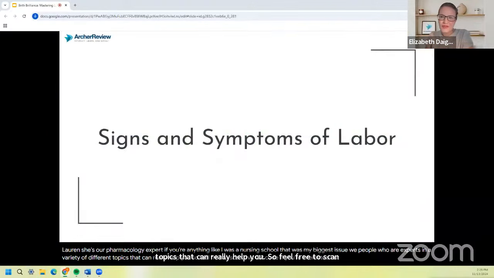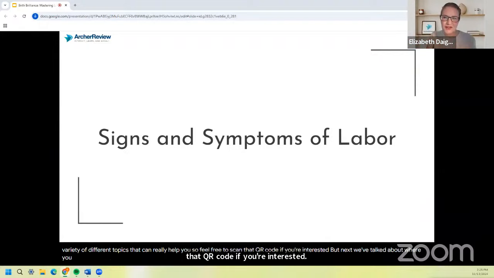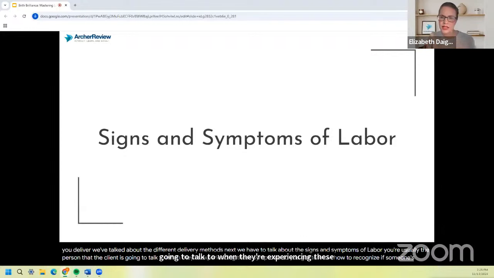But next, we've talked about where you deliver. We've talked about the different delivery methods. Next, we have to talk about the signs and symptoms of labor. You're usually the person that the client is going to talk to when they're experiencing these symptoms, so you've got to know how to recognize if someone's really in labor.